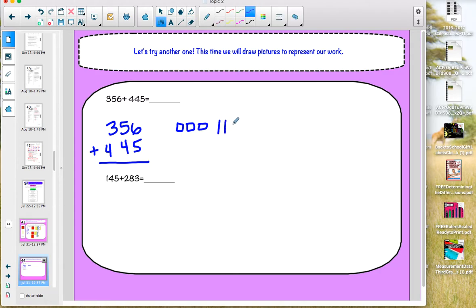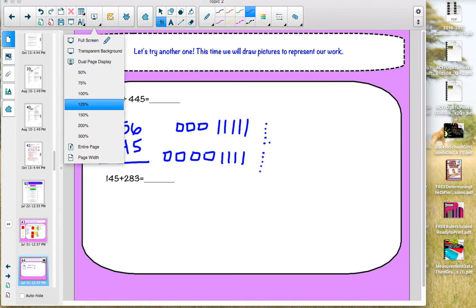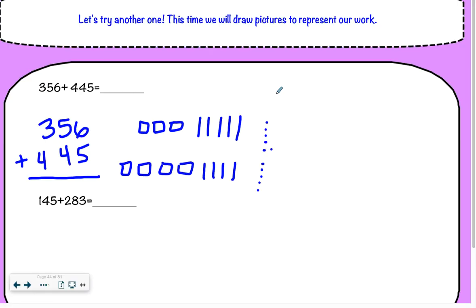So 10, 20, 30, 40, 50, and then 6 ones. So 1, 2, 3, 4, 5, and 6. And then I'm going to show pictures to represent 445. So 1, 2, 3, 4, and then 4 tens, 10, 20, 30, 40, and 5 ones. 1, 2, 3, 4, 5. Let me zoom in so we can see this just a little bit better. Okay, so now I've got my pictures to represent.